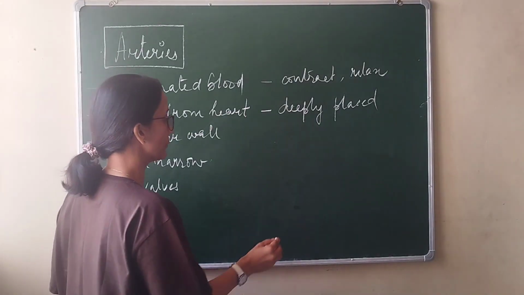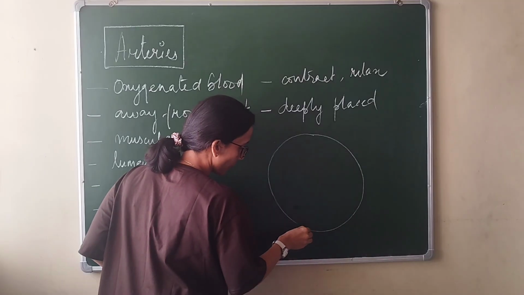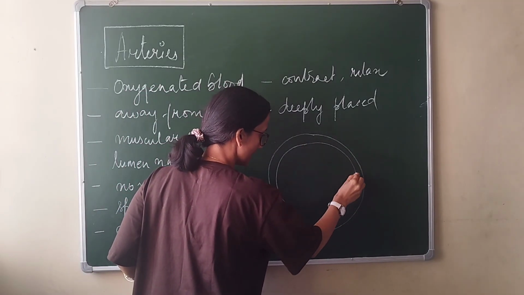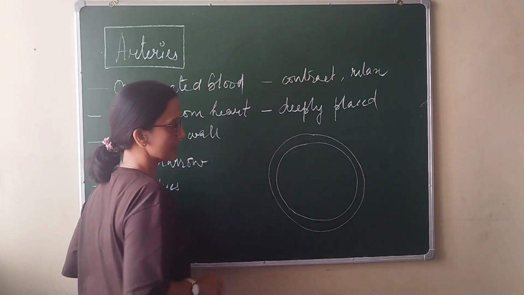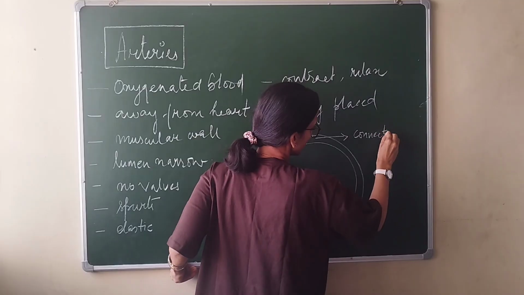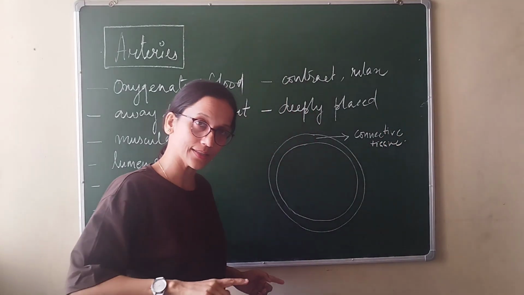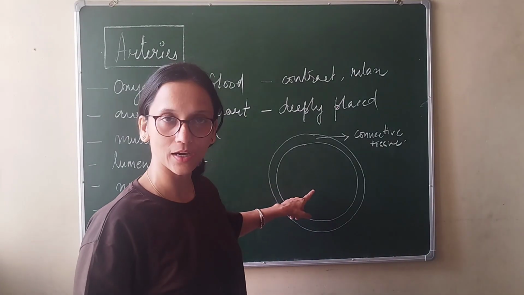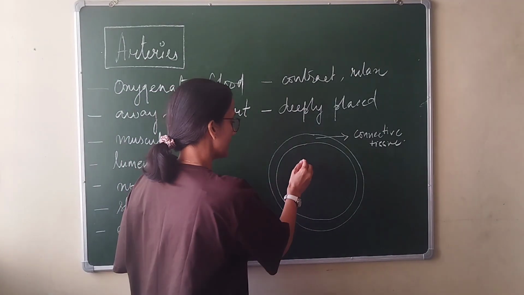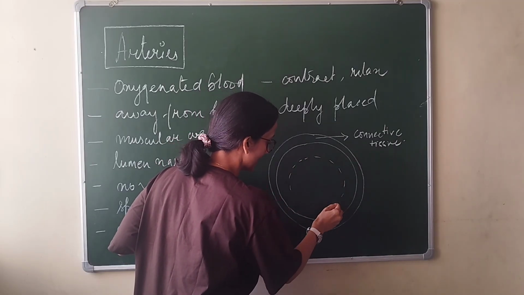Now let's quickly look into the structure of the artery. So the outermost layer of the artery has a connective tissue layer. So here is the layer, and this is the connective tissue layer. This is the external layer of the artery. This is also known as tunica externa. Next to this is the middle layer of the artery. The middle layer of the artery is extremely muscular.